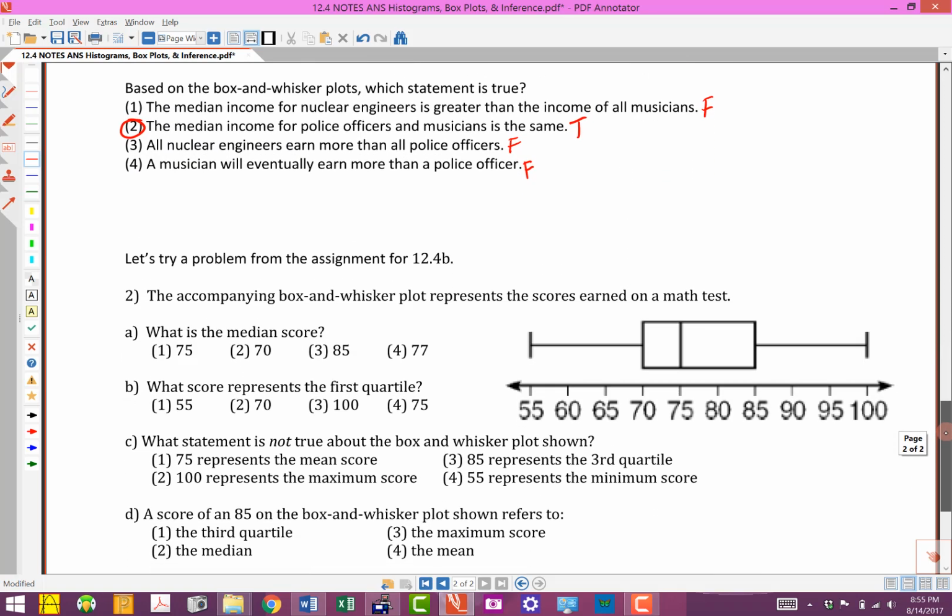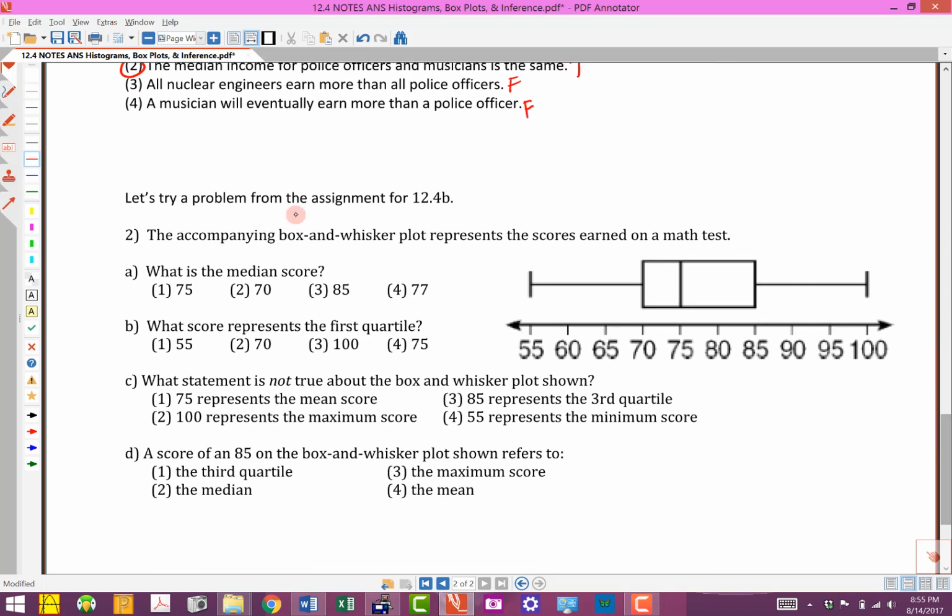Okay, these are a couple of problems from assignment 12.4b. We're going to do 2 worksheets on this one, and some of them are going to be building box plots and histograms, and others are just going to be interpreting. So let's take a look at this one right here.